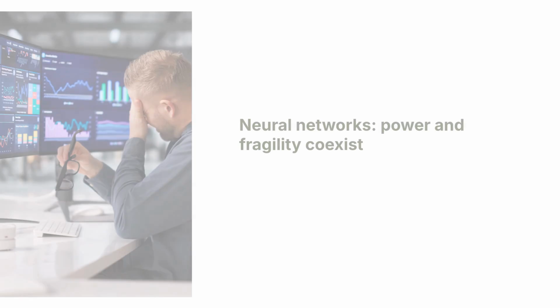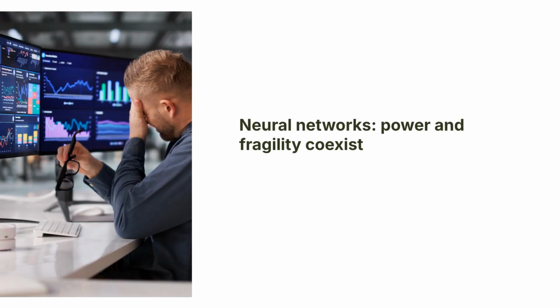Neural networks require large amounts of data. They can be confidently wrong without doubt, and are vulnerable to small, deliberate input changes. Power and fragility coexist in these systems. Their failures can be as dramatic as their successes.